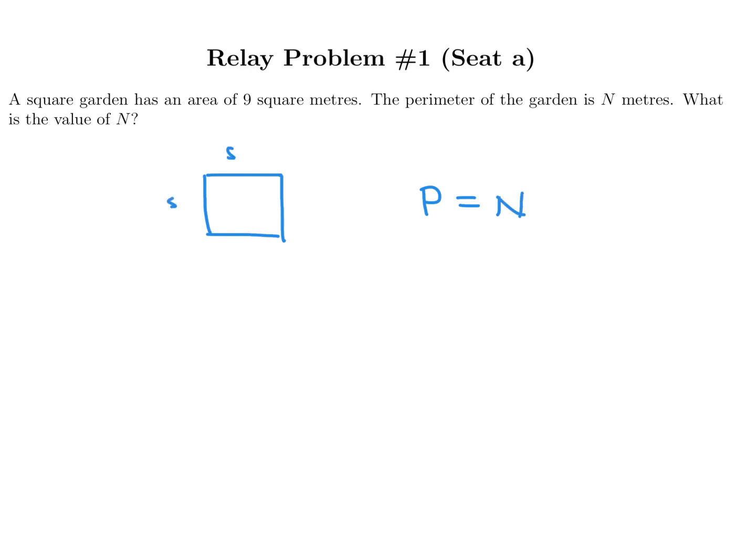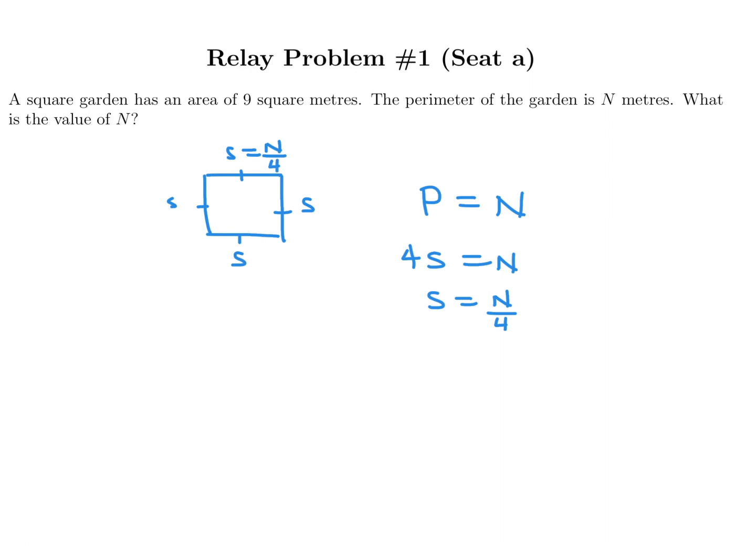let s be the side length, and it's a square, so all sides are the same. So that means the perimeter is 4s. And therefore, s is n over 4. So each of these is actually n over 4 if you write it in terms of n.